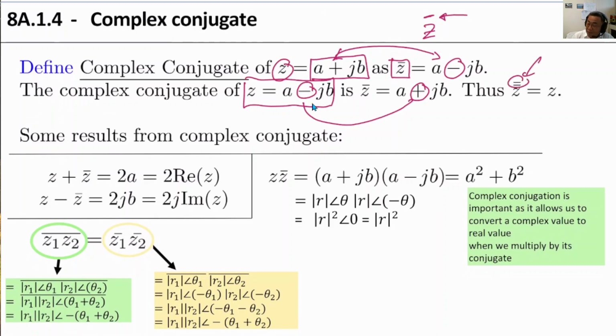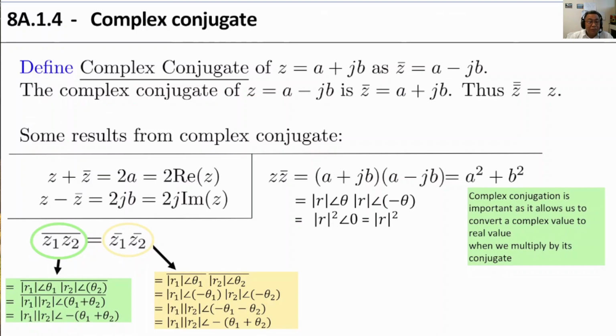What about these two bars on top? It means that we take z, complex conjugate twice. And if we complex conjugate twice, we get back z. We'll now show some results of the complex conjugation operation.